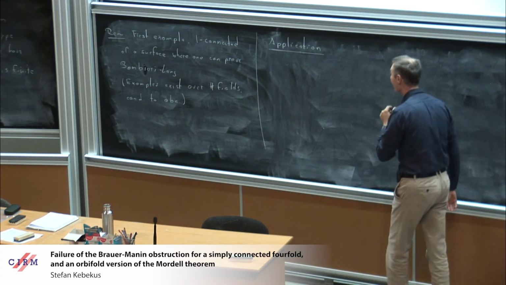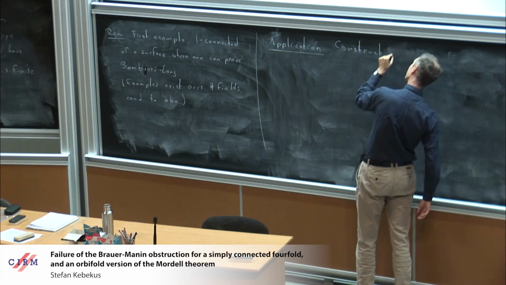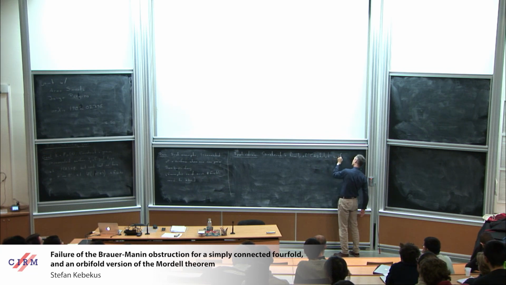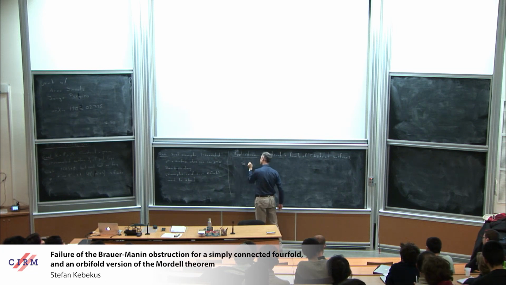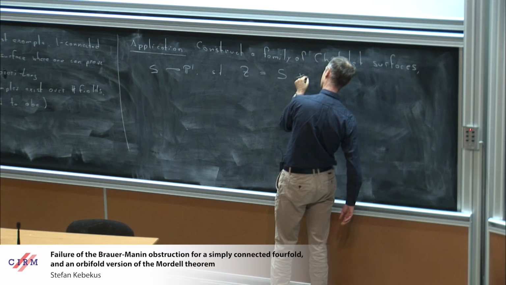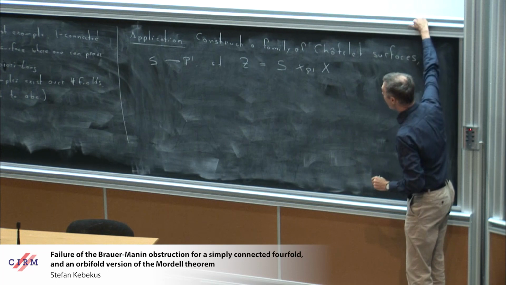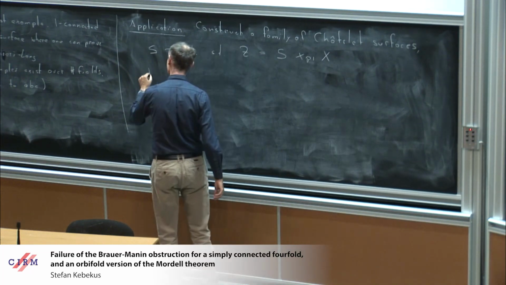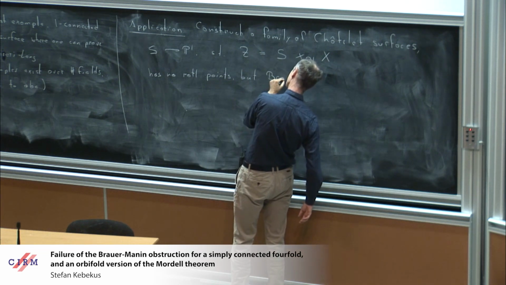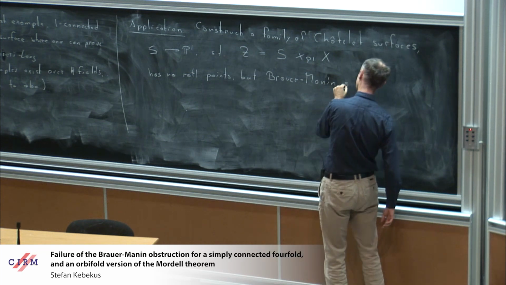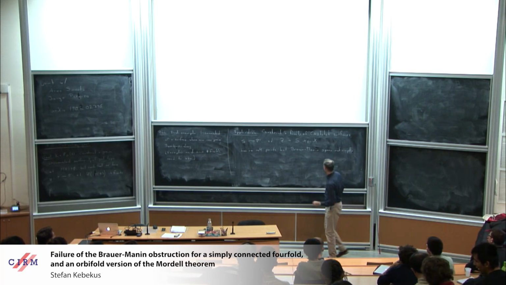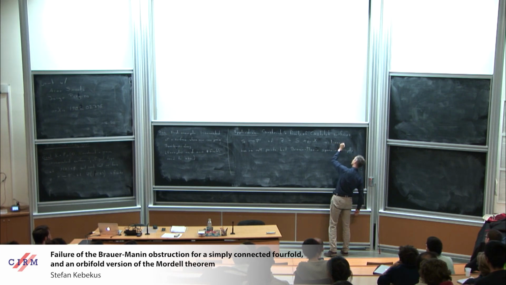One application is we construct a family of Chatelet surfaces, say S over P1, such that when we take the fiber product S times over P1 with our surface Y, this has no rational points, but the Brauer-Manin set is not empty. Right, so Y is simply connected.